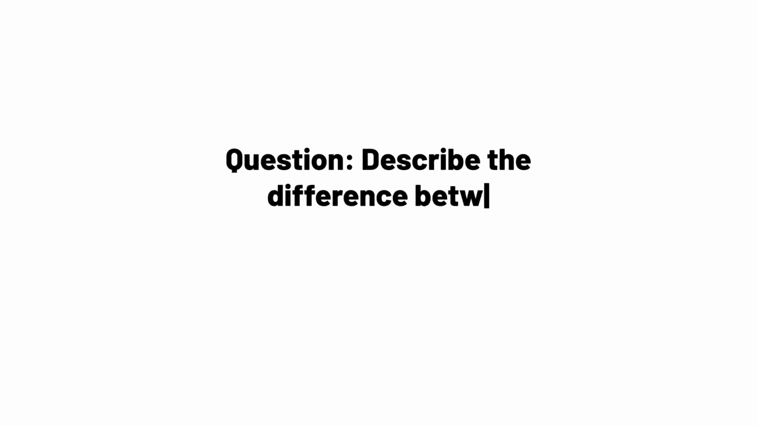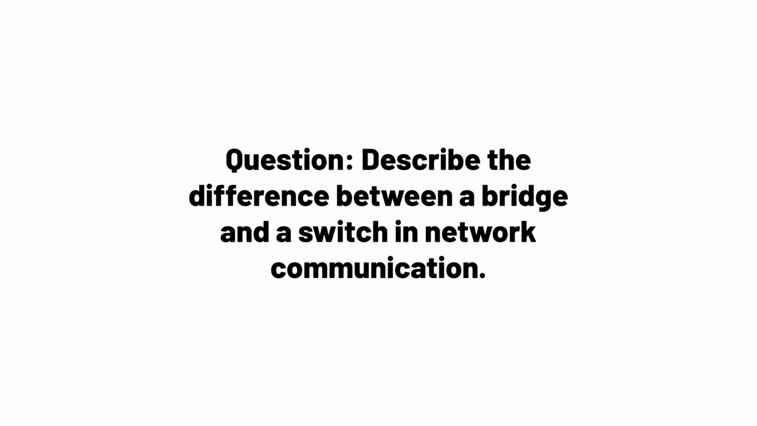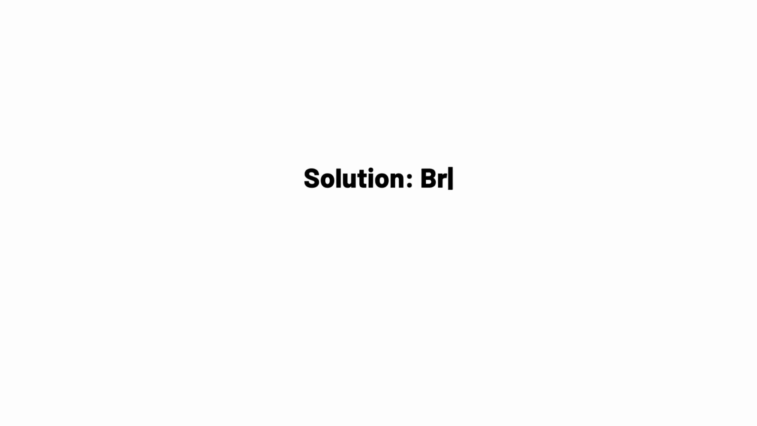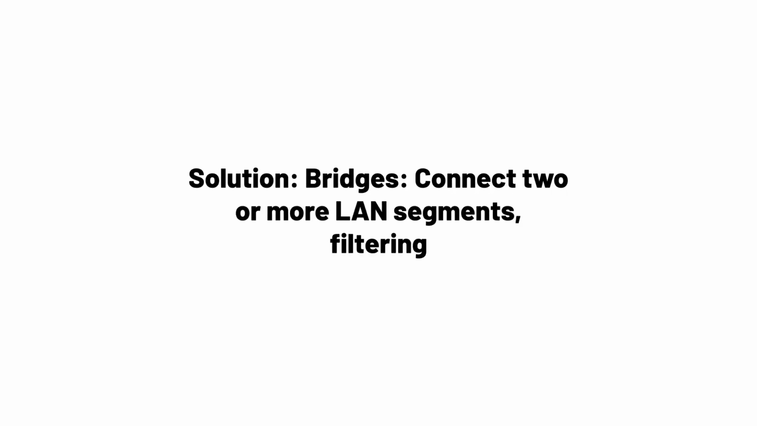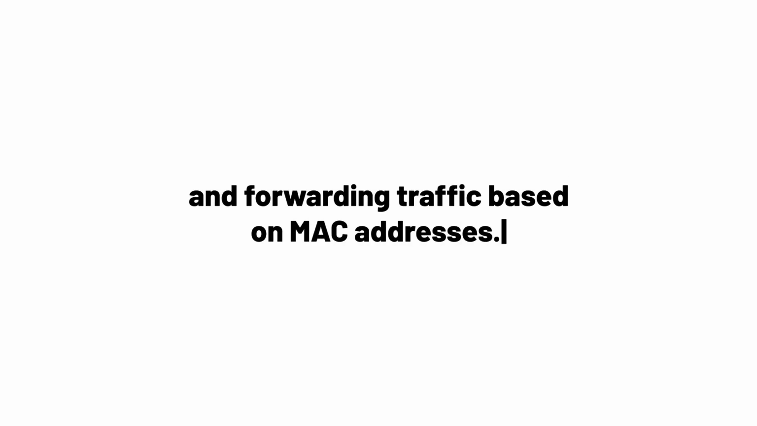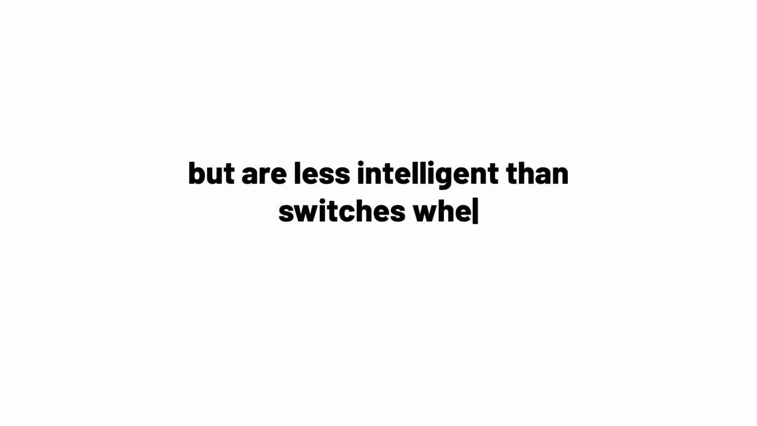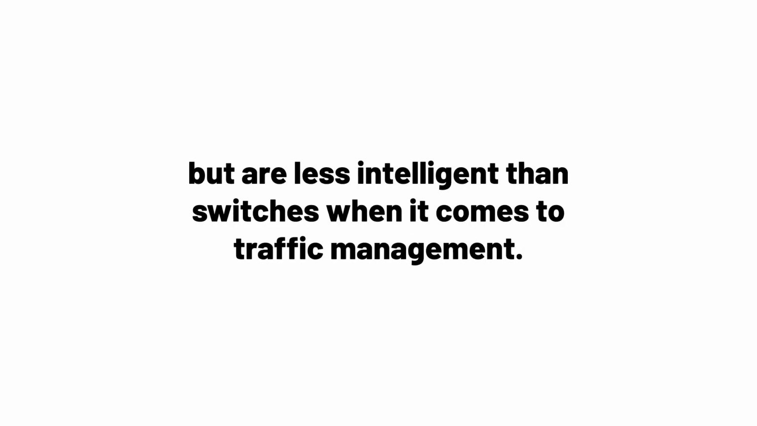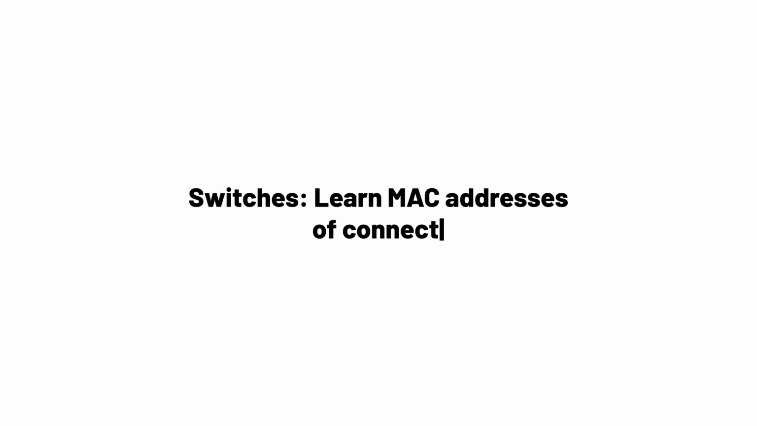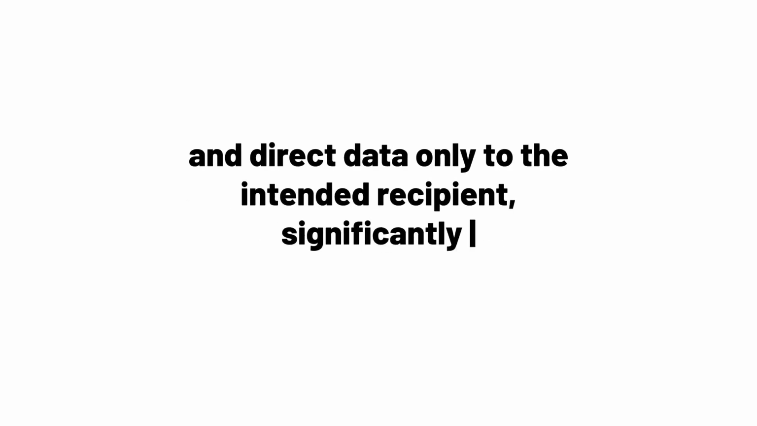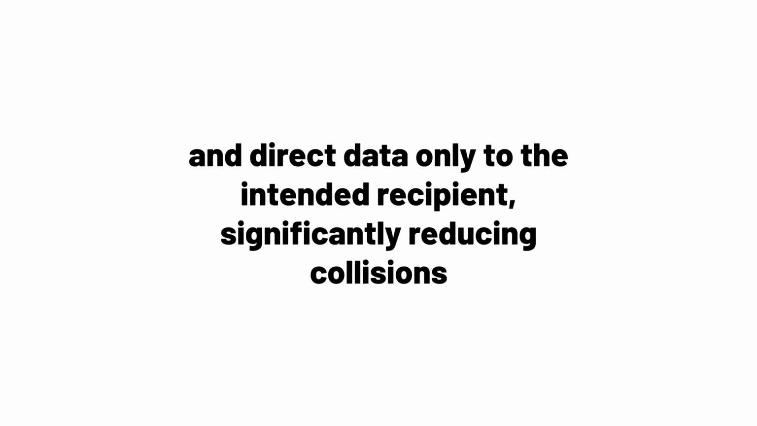Question: describe the difference between a bridge and a switch in network communication. Solution: bridges connect two or more LAN segments, filtering and forwarding traffic based on MAC addresses. They can alleviate congestion by segmenting large networks but are less intelligent than switches when it comes to traffic management. Switches learn MAC addresses of connected devices and direct data only to the intended recipient, significantly reducing collisions and improving network performance.